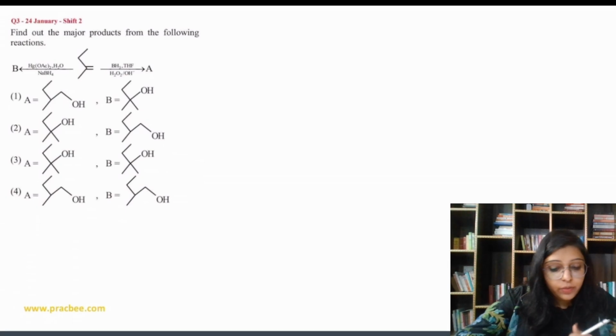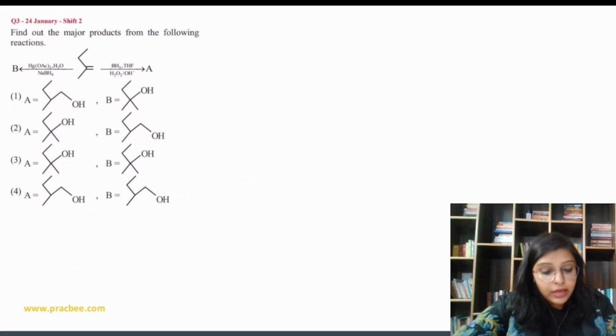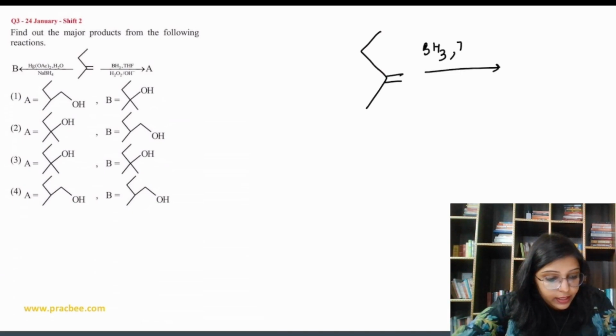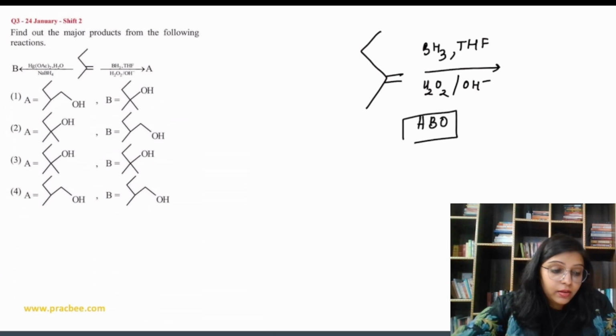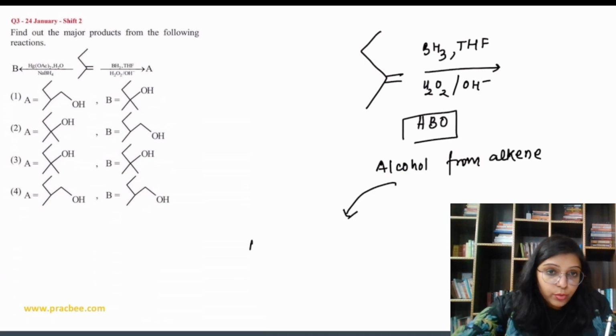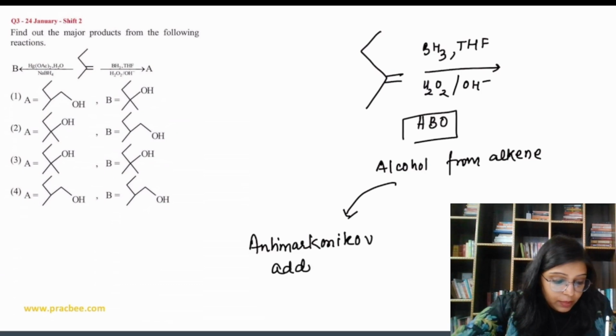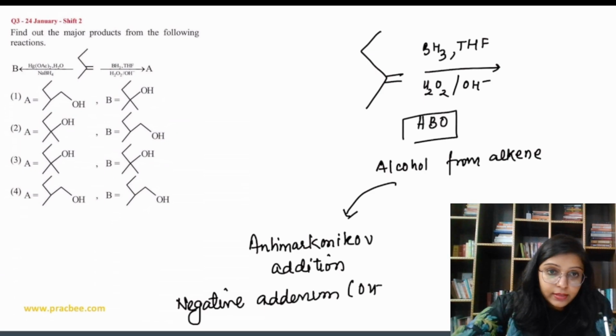Now let's do the next question. Find out the major products from the following reactions. So we have this. Okay? So first is BH3, THF, H2O2 and OH minus. So this is a hydroboration oxidation reaction, right? HBO. So here we can form alcohol from alkene, and here we have to do anti-Markovnikov addition. Anti-Markovnikov addition means negative end. Negative end, in this case, it is OH minus, right?